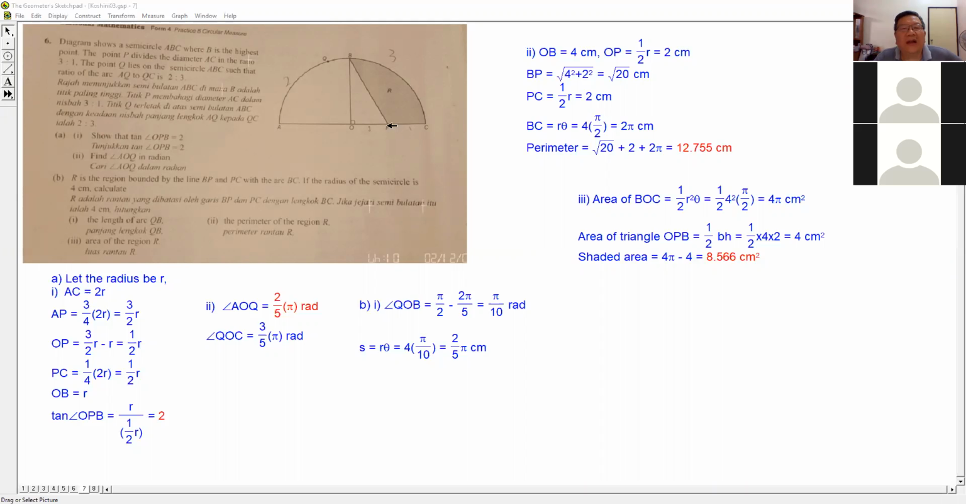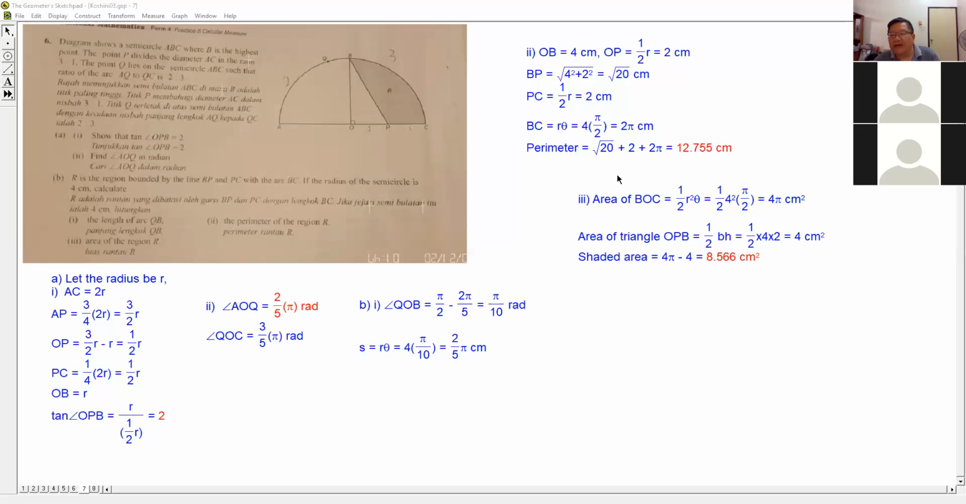Then how about the other length here, PC. PC earlier on we found out is half R. So half R is 2 cm, because R is 4. And finally, we want to know the BC, this here to here. BC is S equals R theta. R is 4, theta is 90 degrees, that is pi over 2. So cancel, we have BC is half pi. So I have listed out the three lines. If you want to find the perimeter, you add up the length of these three lines. The total is 12.755. Use your calculator and add.